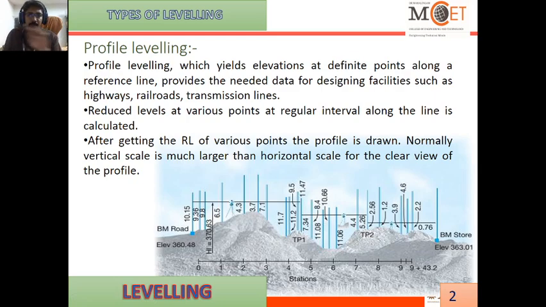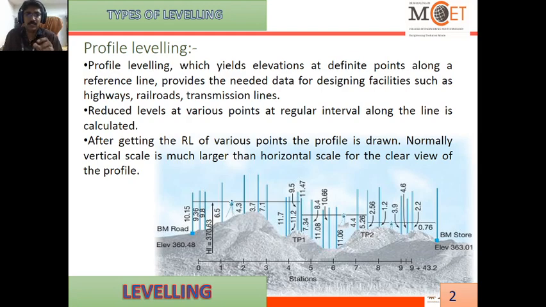Suppose in that longitudinal profile, I need a cross-sectional view of a particular point, how it is. For example, in a road, the road will be approximately this way. So I want to see the cross-section, where to fill, where to cut. That also can be done. Both the longitudinal section and the cross-section are the types of profile leveling. Right? Profile means longitudinal profile and cross-sectional profile.